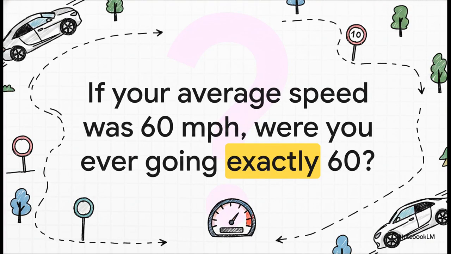But before we get into the math, let's start with a really simple question. Picture this. You're on a long road trip. You figure out your average speed for the entire trip was exactly 60 miles per hour. So here's the question. Does that guarantee that at some point, even for just a split second, you looked down at the speedometer and it read precisely 60? The answer to that question is really the whole point of the mean value theorems.